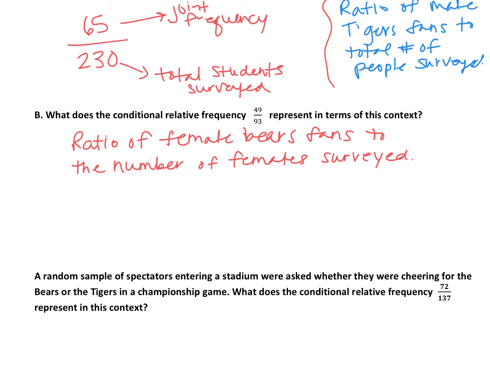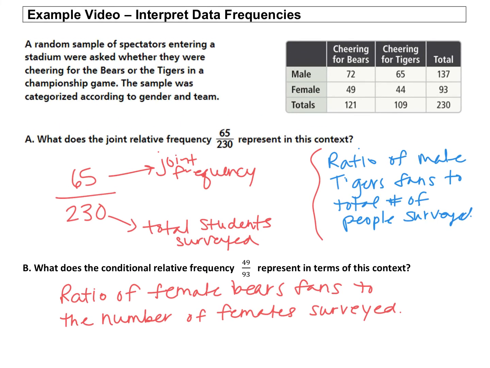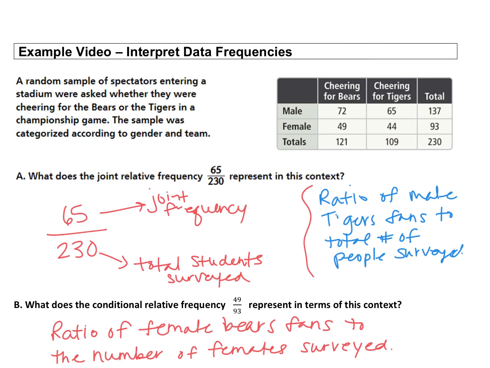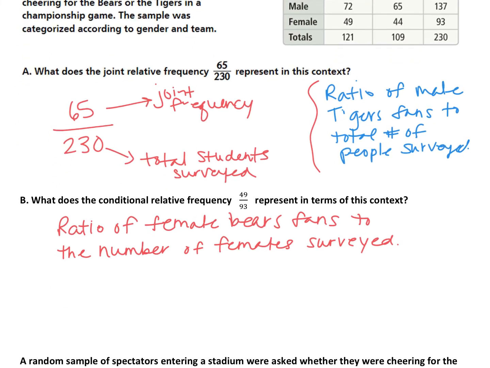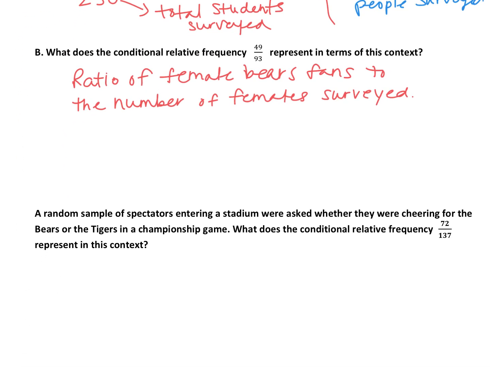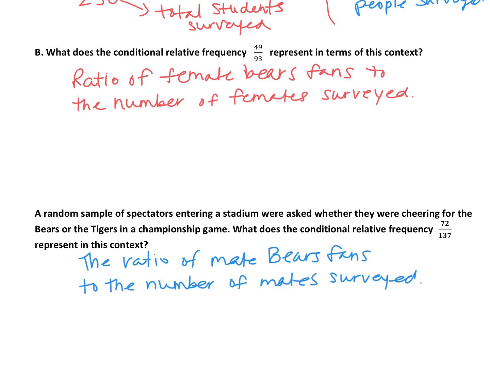So if we look at our table, we're going to find 72 and 137. So 72 is our number of males that cheered for the Bears out of, I already forgot what it was, 137. 137 is our total number of males. So just like we wrote on the last two, what does that represent in this context? So how we would write that out, 72 is the number of male Bears fans, so it's the ratio of male Bears fans to whatever's on the bottom, the number of males surveyed.